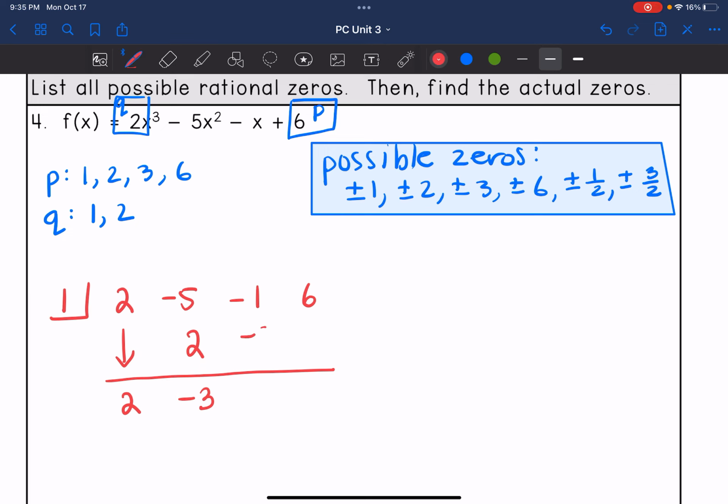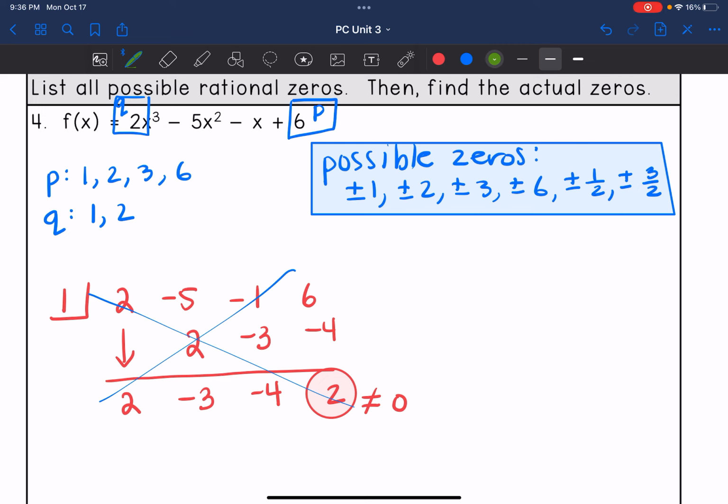1 times -3 is -3. Add those numbers, and that's -4. 1 times -4 is -4. And if I add those numbers, I get 2. Okay, so that number, 2, that's our remainder. So the thing is, that is not equal to 0. So that means that 1 is not a factor. This is not a real factor. If it was, I would have had a remainder of 0. Okay, so let's try the next number.